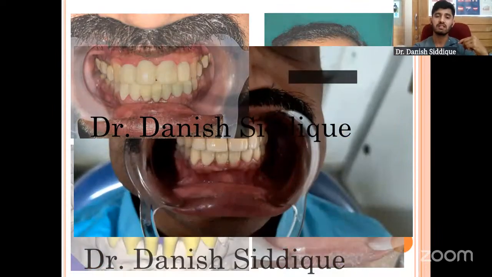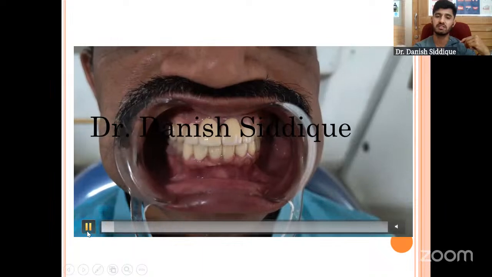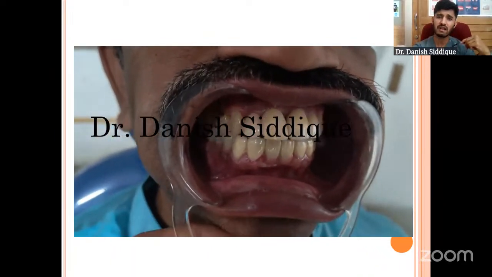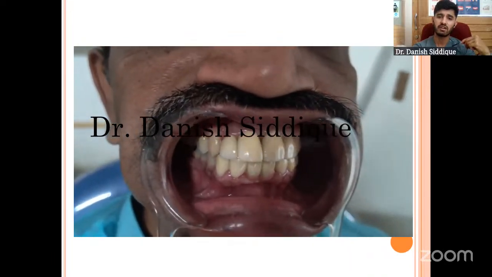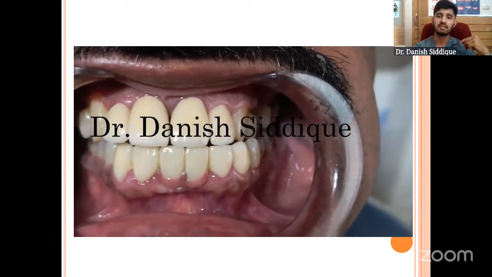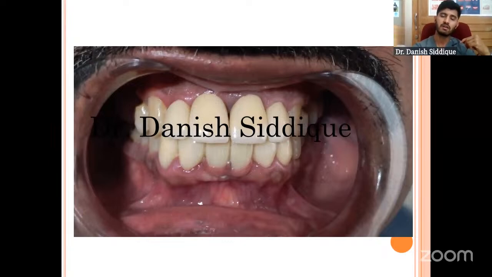Once it was done, this was the final restoration that was given, and the occlusion was again verified in the patient's mouth. As you see here in the lateral excursion movements, the proper group function is continued and not changed in the patient's mouth, and it is still the same as when the patient had come to the dental clinic with the anterior class 3 situation.